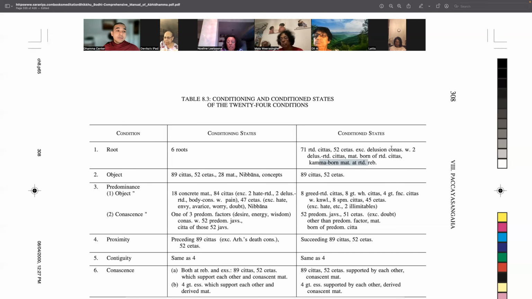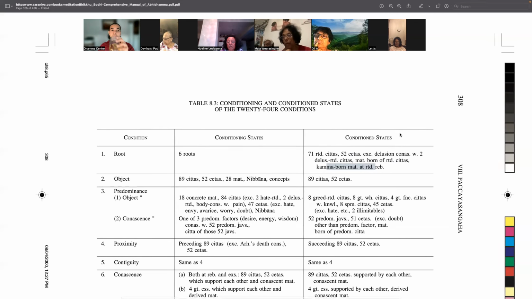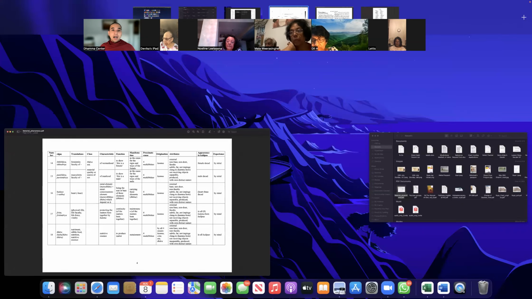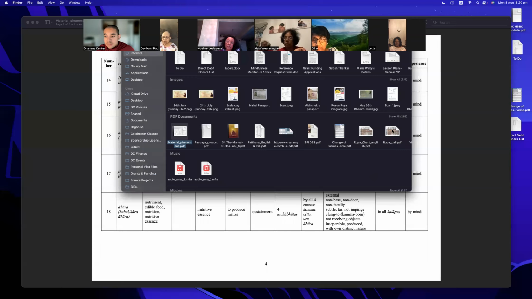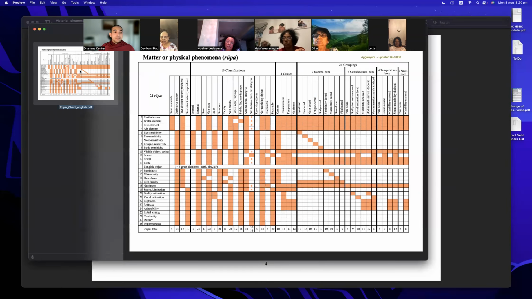Let's take karma born matter at rebirth first. At the moment of arising, you get Hadayavatthu, and then you get Kaya and Bhava with Patisandhi. Kaya and Bhava rupas, Hadayavatthu, right? What about Cittaja? Maybe for the others I'll take out the chart.